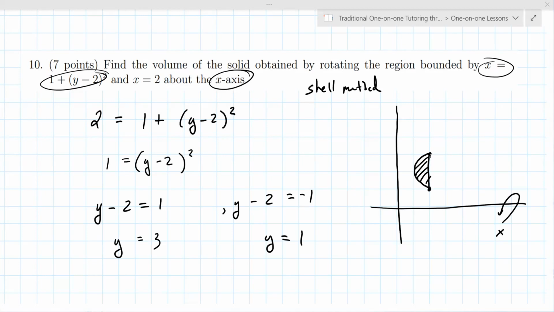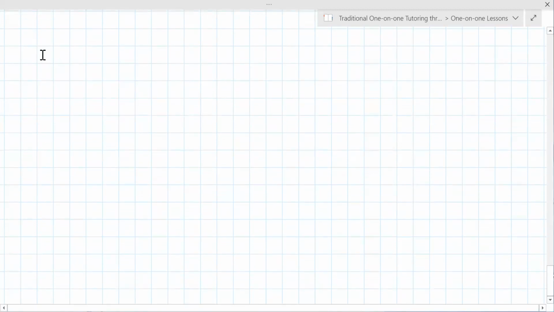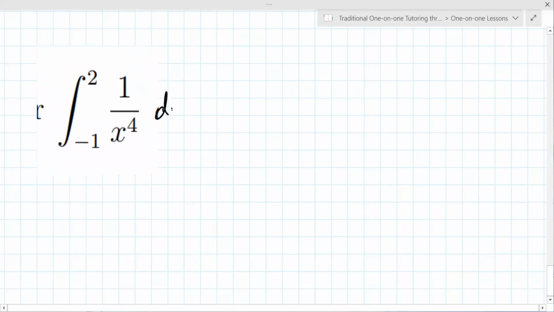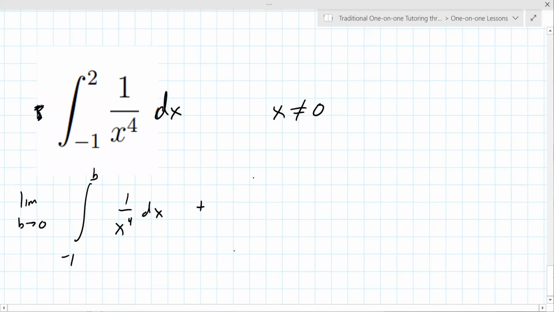All right, this one we kind of did earlier. It's a repeat, but I'll bring it up again. It was the first problem I showed you. How would you attack this problem? Is it not defined at 0? Yeah, x cannot be 0, so you have to break it up: from -1 to b, the limit as b goes to 0, of 1 over x to the 4th dx, plus the integral from b to 2 of 1 over x to the 4th dx.